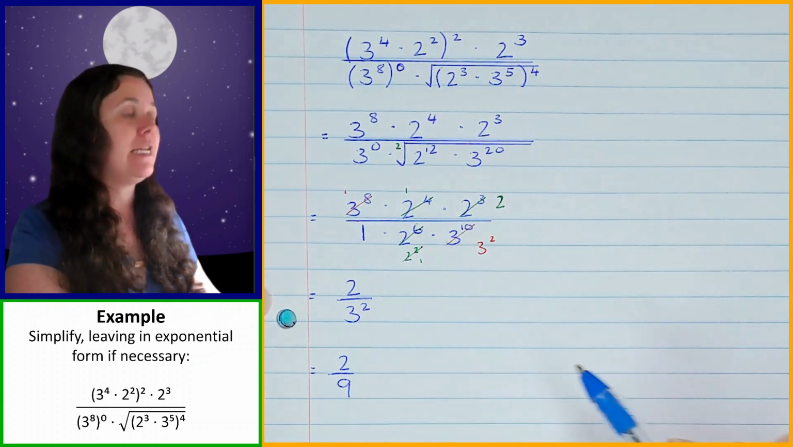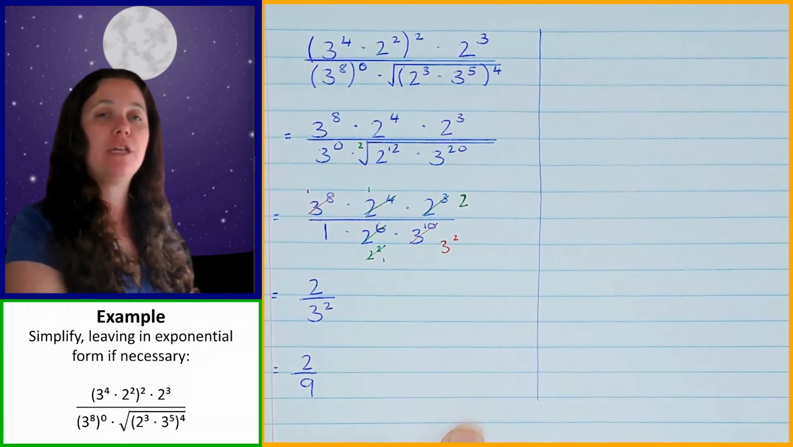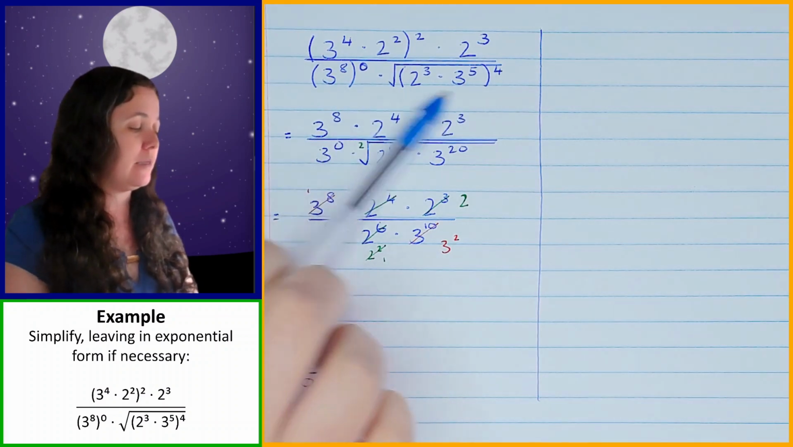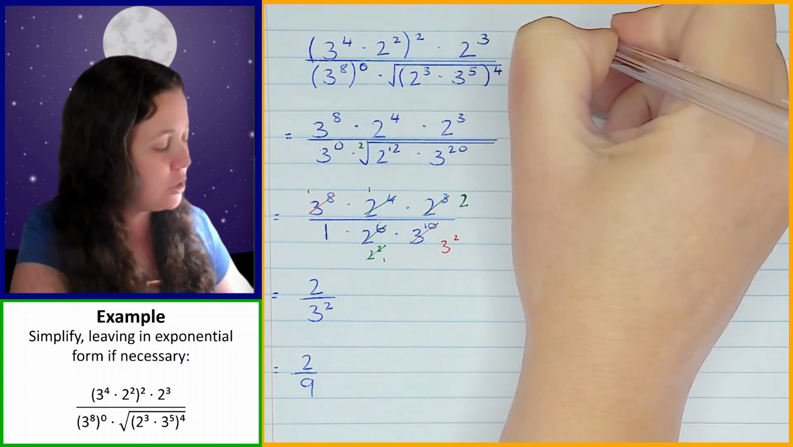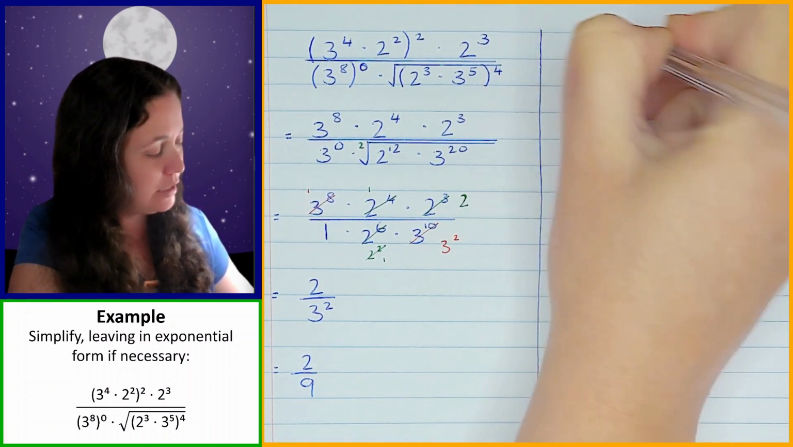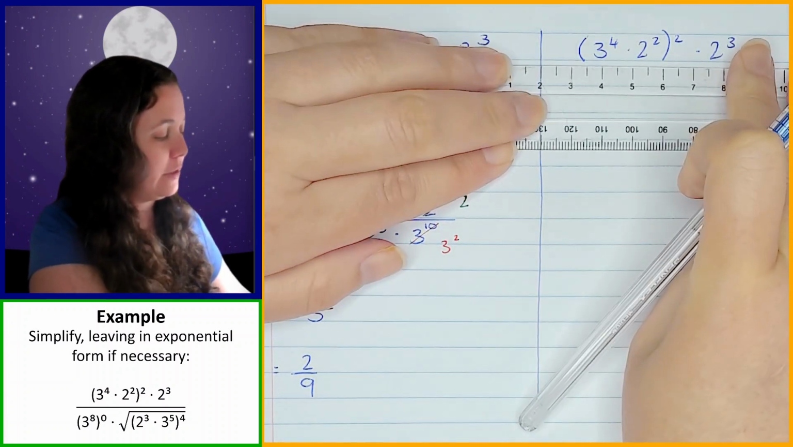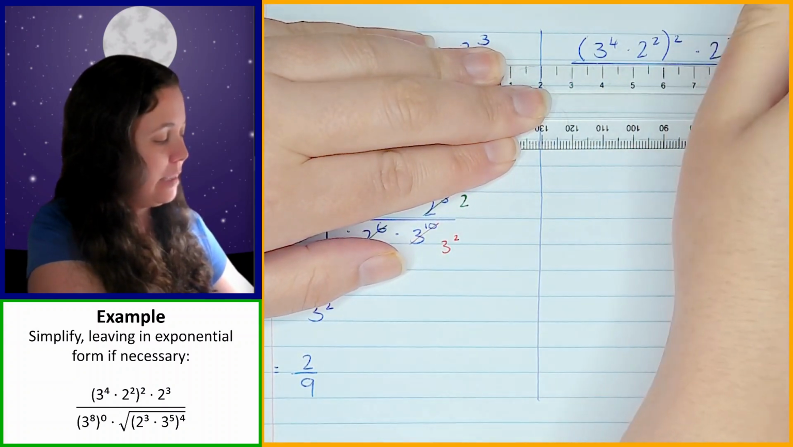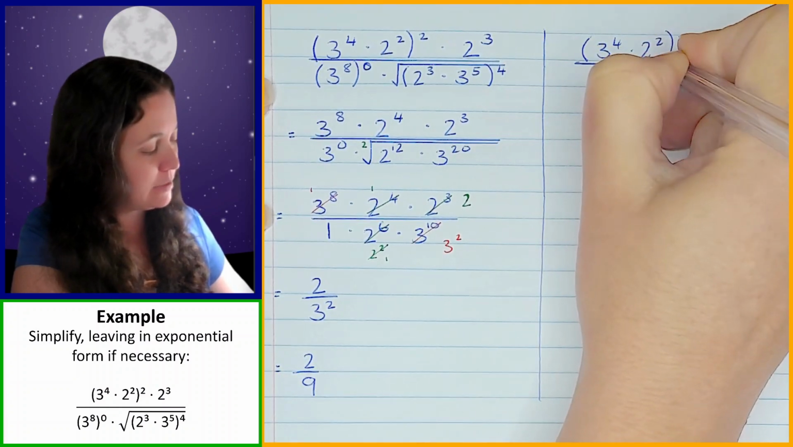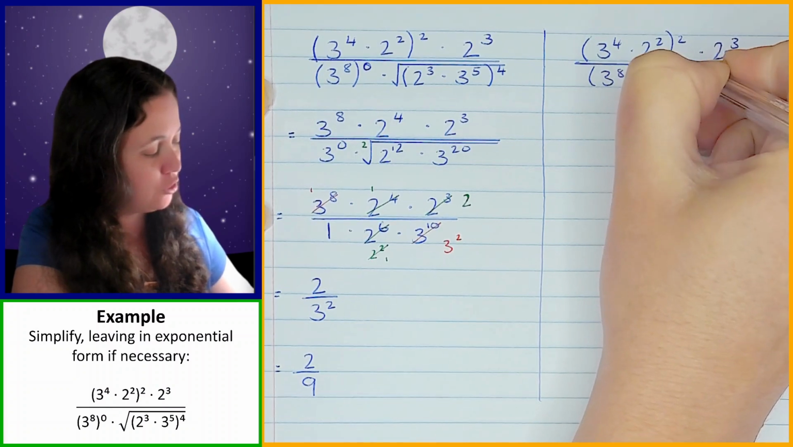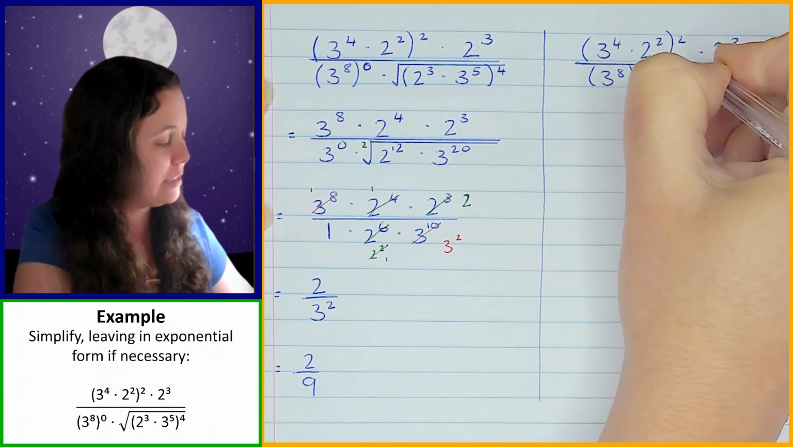Okay, right. Now I said I was going to show you another way of doing the same question. I'm just going to show you a couple of other things that you can do to deal with some of the things that you have in this question a little bit differently. So I'm going to start off in the same way. I've got over here my 3 to the power of 4 times 2 squared, squared times 2 cubed. That is all over my denominator, which is 3 to the power of 8 in brackets to the power of 0 times the square root of 2 cubed times 3 to the power of 5 to the power of 4. Okay, so now that is what the question looks like.